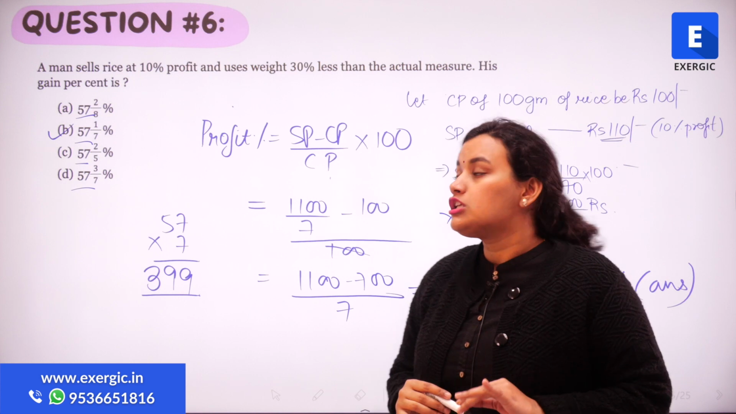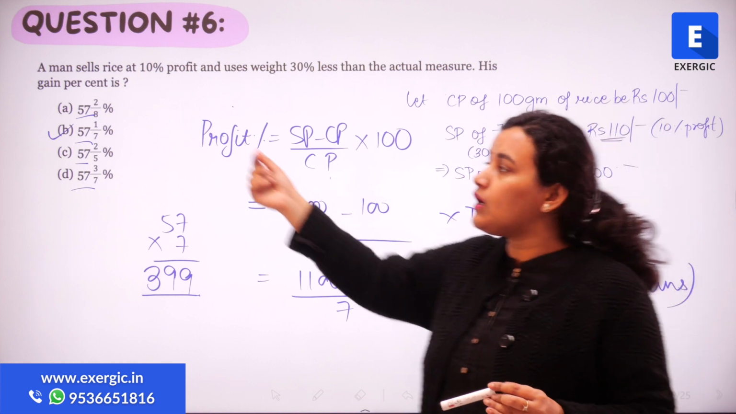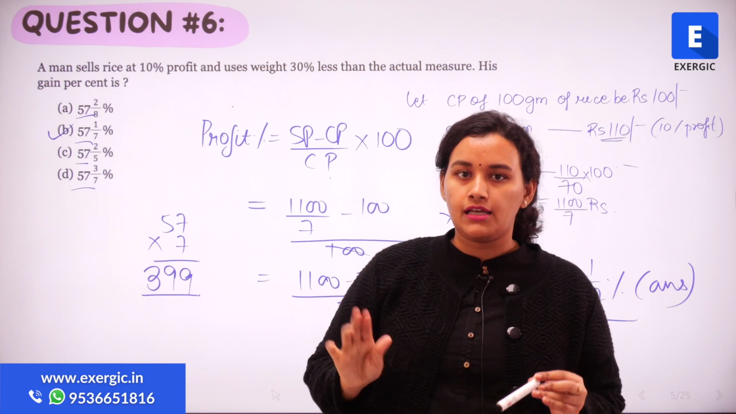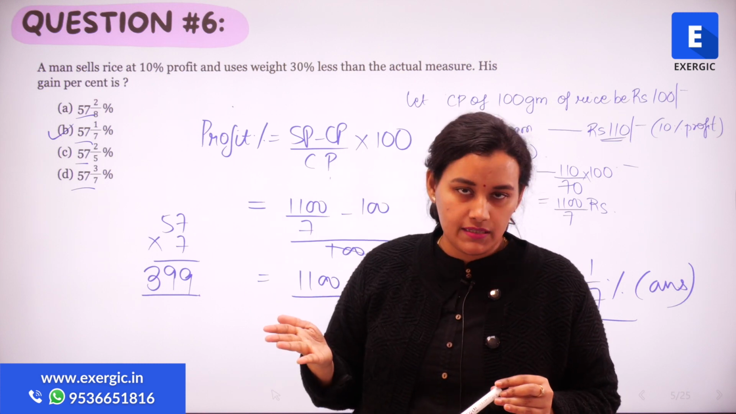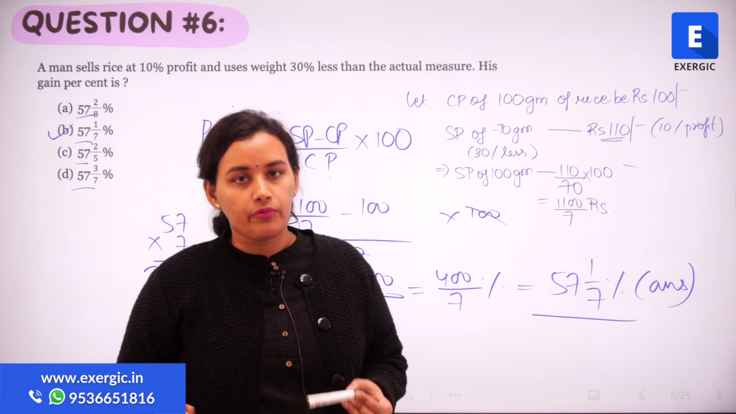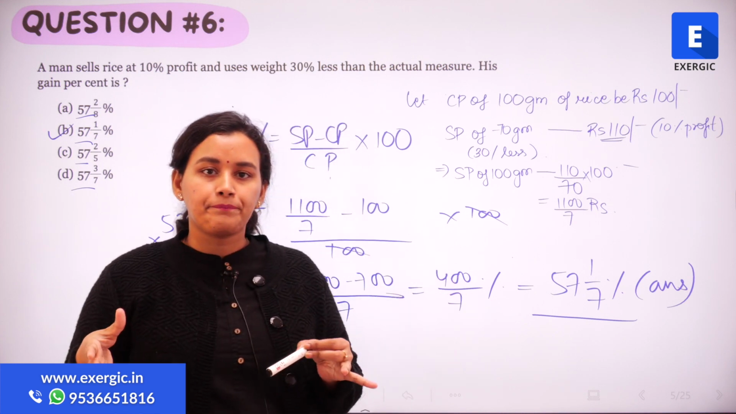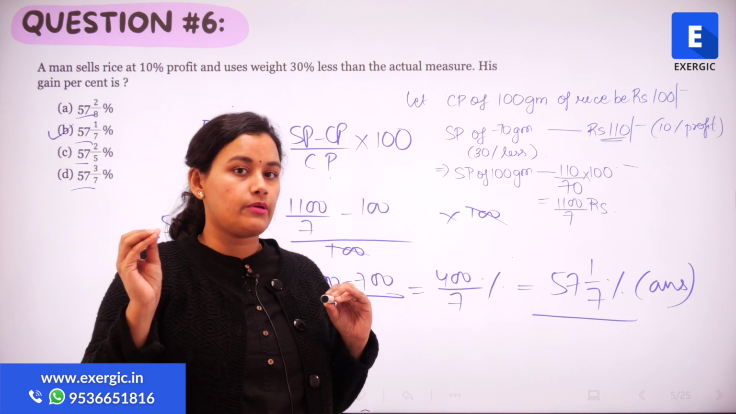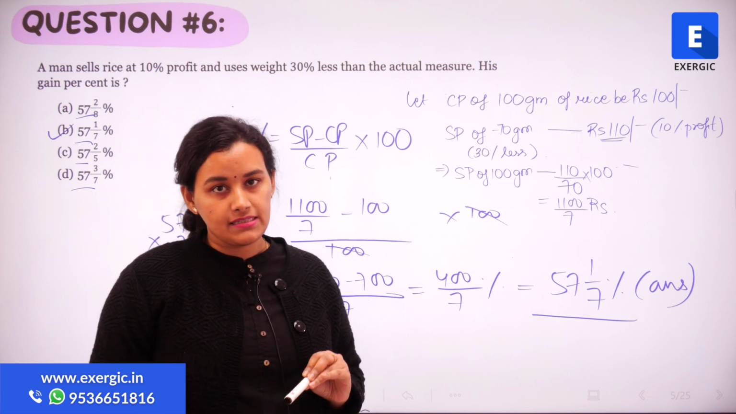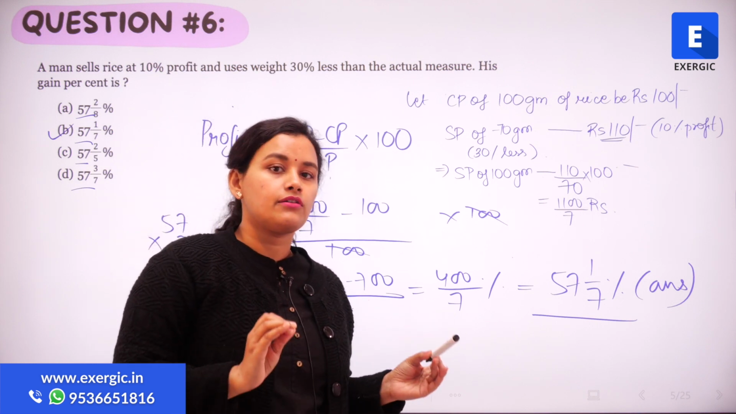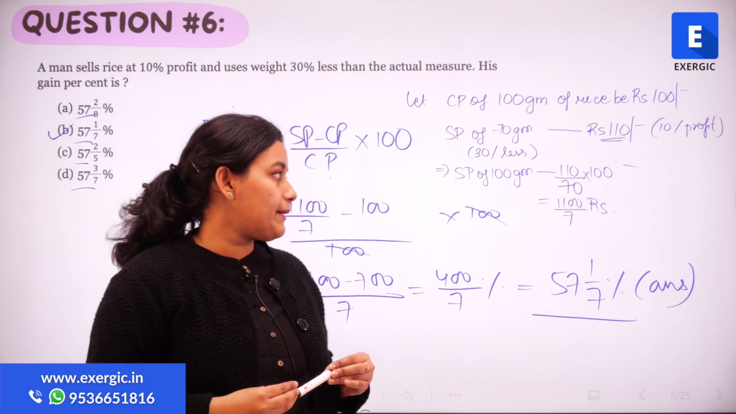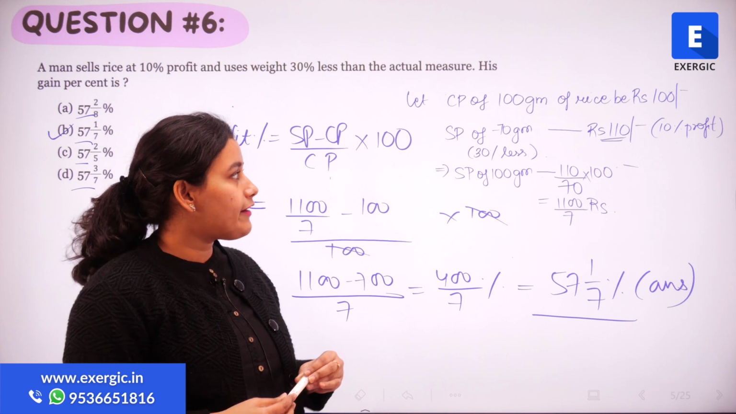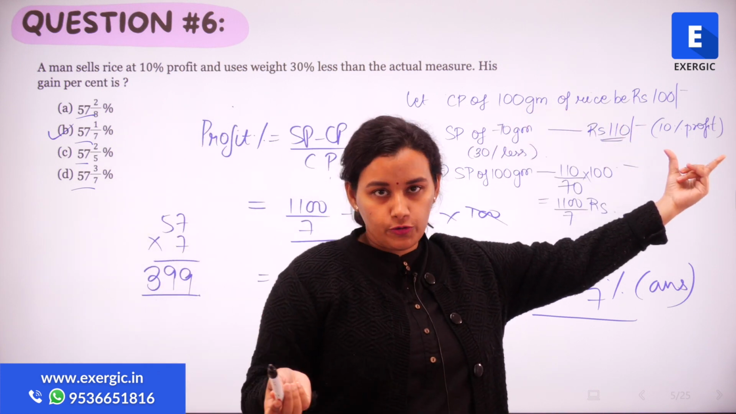Is this clear? So how do we start the question? We need to assume the quantity as well as the price of rice. So here we don't know how much rice is being sold, and we also don't know at what price. So we are assuming. To make calculations easier, I'm going to work with 100 because it's a question that has a lot of percentages in it. So if I take the value to be 100, it's going to make my calculations much faster. So the cost price of 100 grams of rice, I'm taking it to be 100 rupees.